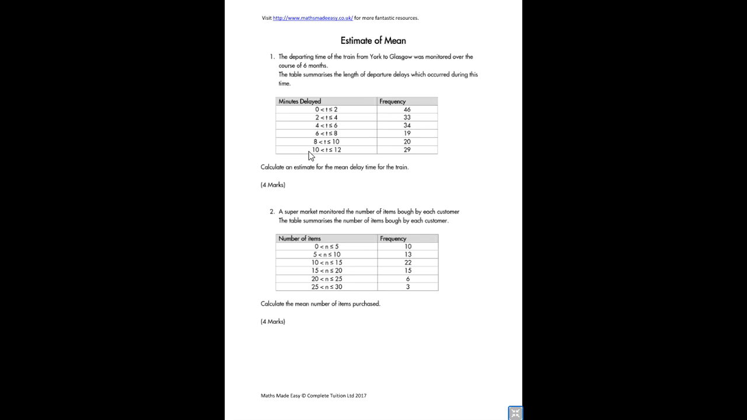So basically it's given as: the departing time of the train from York to Glasgow was monitored over the course of 6 months. The table summarizes the length of the departure delays which occurred during this time. So these are the delayed minutes, and these are the frequencies. And you have to calculate an estimate for the mean delay time for the train. Wherever you have to calculate, you have to follow the same method. So using the same method, calculate this one.